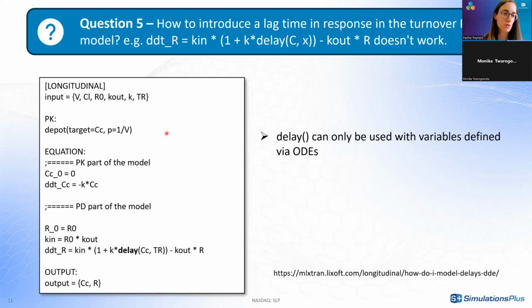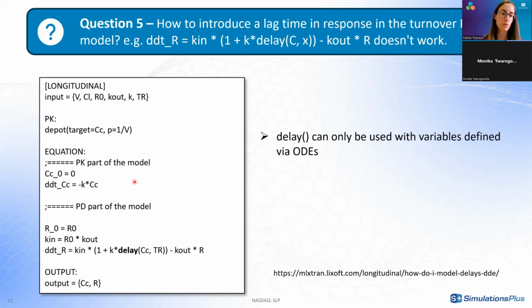For this structural model, I have written first the input list of parameters, the PK part of the model as ODEs, with the depot macro that links the doses from the data set to the target variable CC, which is the drug concentration. Then the ODE for CC, and then the PD part of the model uses the same equation that was given in the question with the delay function. And this actually works because the CC variable is defined via an ODE.